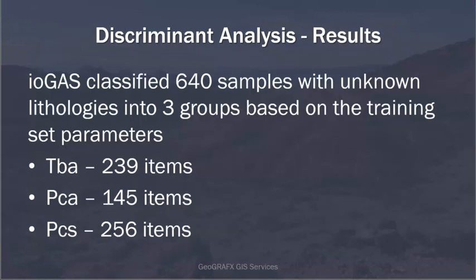Once we had the calculations from the training set, we applied those calculations to other samples. IOGAS classified 640 samples with unknown lithologies into 3 groups based on the training set parameters. The tertiary volcanics contained 239 items, PCA contained 145, and PCS contained 256 items.